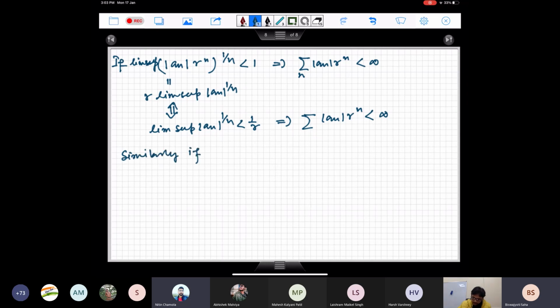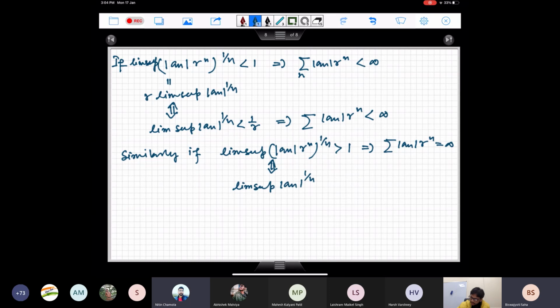And similarly, if lim sup of (|a_n| r^n)^(1/n), if this guy is bigger than 1, then this is not convergent. So this is actually equal to infinity. This condition is equivalent to saying that if lim sup of |a_n|^(1/n) is bigger than 1 over r, then the sum of |a_n| r^n is equal to infinity. Okay, so I have this.